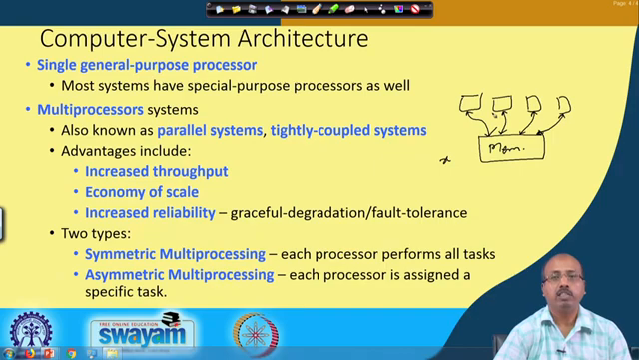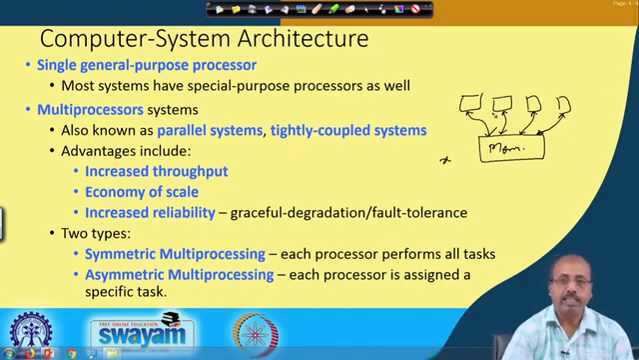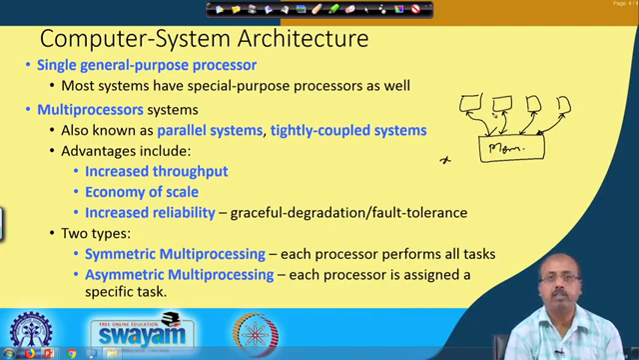Ideally, if I increase the number of processors from 1 to n, I would expect the throughput to also increase by a factor of n. But that may or may not happen, because ultimately when a number of processors are trying to access some memory, there will be contention in the memory access. So that way it may not be possible. And reliability is improved definitely, because if one processor fails, some other processor can take up the job.